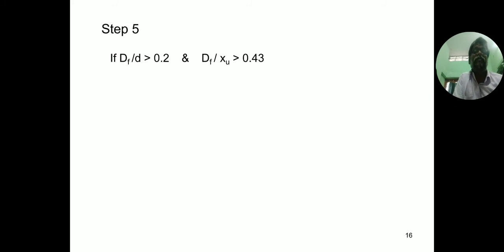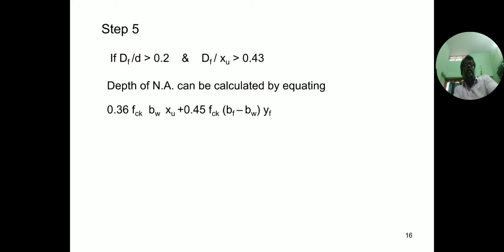If df by d is more than 0.2 or df by xu is more than 0.43, the depth of yf is calculated by equating forces: 0.36 FCK BW XU plus 0.45 FCK into (BF minus BW) into YF is equal to 0.87 FY AST. Note down YF.